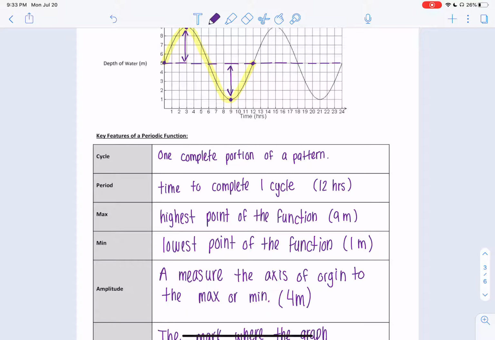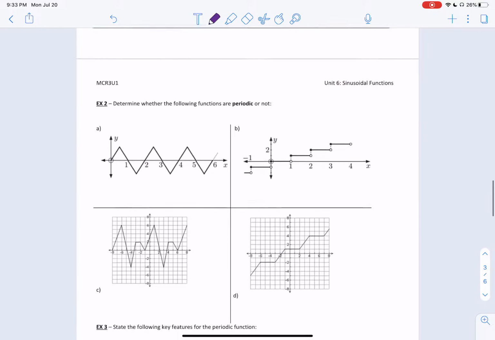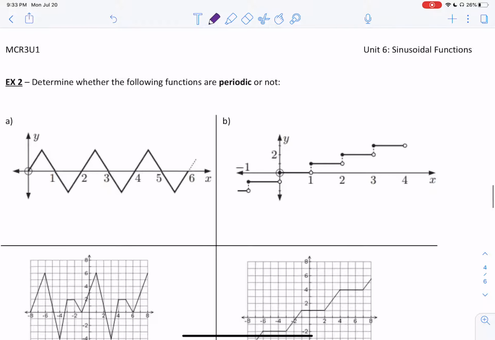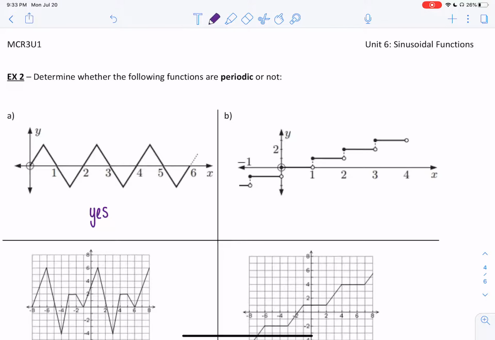Now let's look at a few examples. So what we're going to do is we're going to look at these and determine whether or not they are periodic. So remember, for them to be periodic, they're going to continue over and over the same thing forever. So A is definitely periodic because I can see that the same thing continues over and over. Now B is not periodic because it is not the same thing continuing again and again.